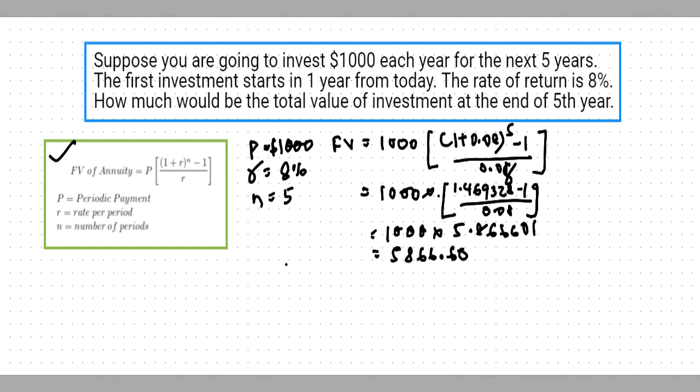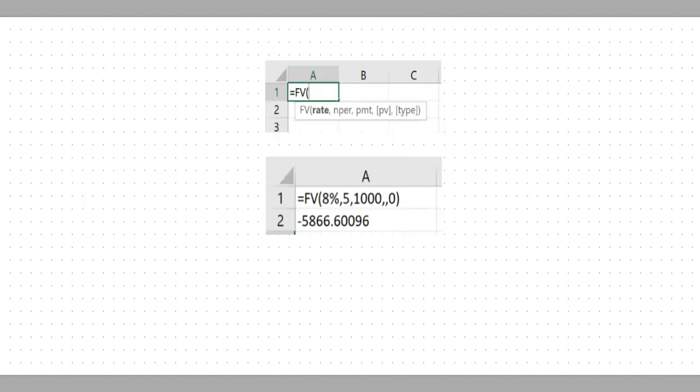We can also use the Excel spreadsheet to calculate the future value of the annuity, and the function you have to use is equal to FV. Then you have to give the rate, number of periods, PMT, that is the annuity, PV, that is the present value, and type. So here rate is 8%, number of periods is 5, annuity is $1,000, present value is 0, or you can leave it blank, and type is 0, that is the end of a period annuity. So your future value is 5,866.60.